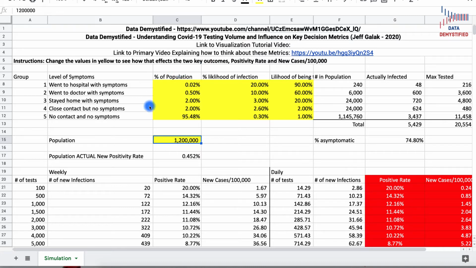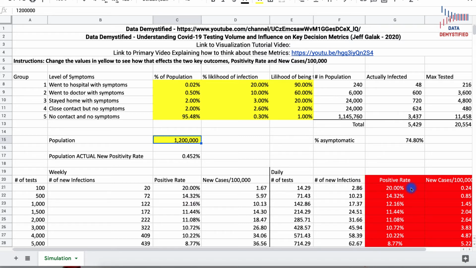Those are all the big assumptions that we have to make. And then the way that this works is it actually says, okay, well, if we ran, let's say, 100 tests down here, well, all 100 tests are going to go to the first group because there's 240 people in that group. Of those, 216 at most will get tested because we only said 90% of them will get tested. And of those 216, 20% will actually be infected. So we find that our positivity rate in this case is 20%, and we see that right here.